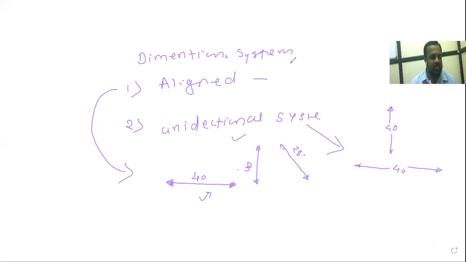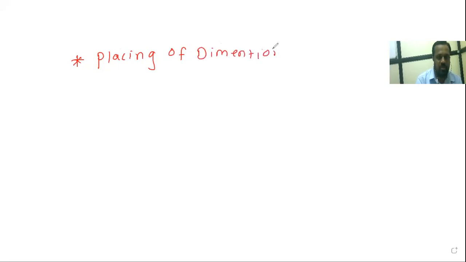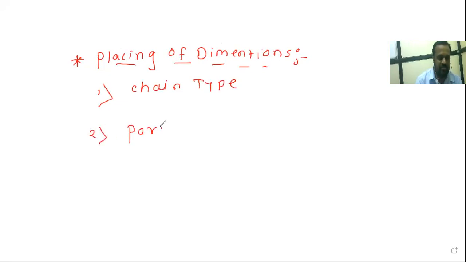Now the next point is placing of dimensions. Placing of dimensions is classified into the following types. The first is chain type dimension. Then the second is parallel type dimension.